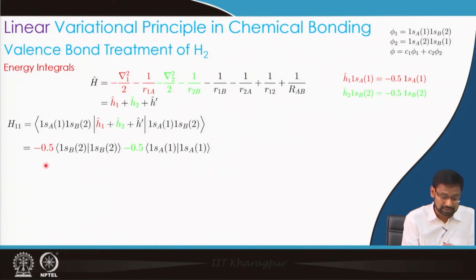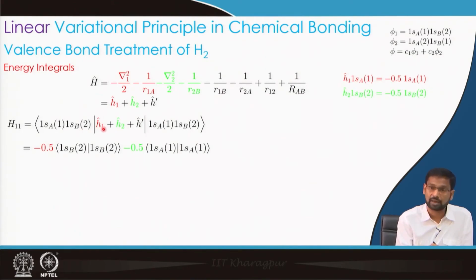Now, in the same Hamiltonian H1, I would also have this 1sB term, because they depend on the electron number 2, whereas the operator H1, the red one, depends on only electron number 1. So, therefore, I have this overlap integral over here, which I know as 1. So, therefore, this term becomes 0.5.